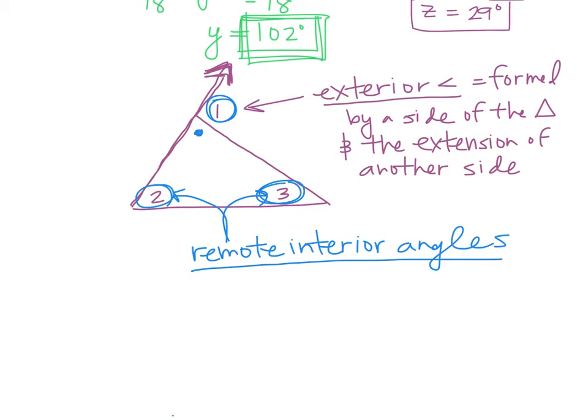But here's what I want you to think about with this setup. Let's call this angle 4 for now so I can refer to what I'm talking about. If that is angle 4, what is 2 plus 3 plus 4? 180, okay? So angle 2 plus angle 3 plus angle 4 equals 180. What is 1 plus 4? 180.